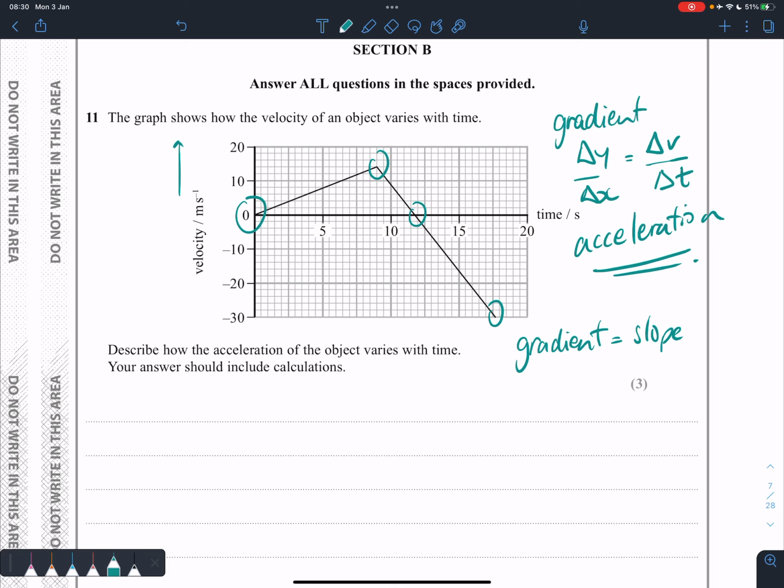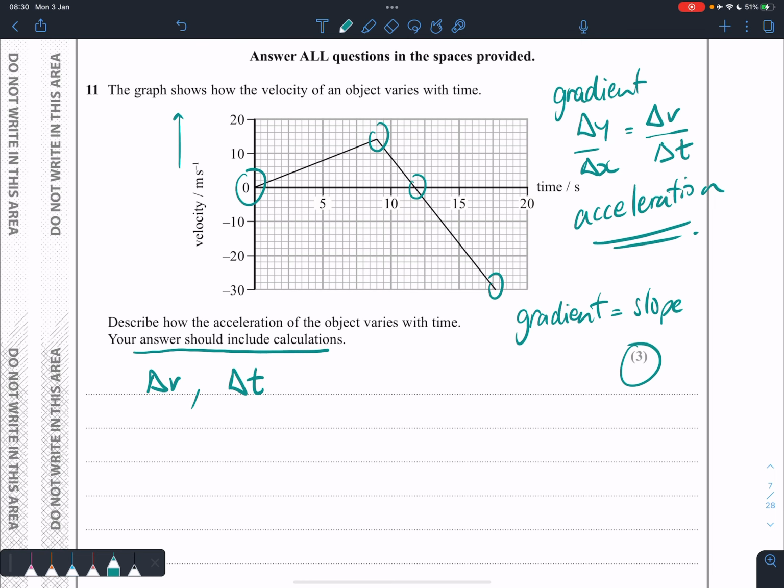And when it says your answer should include calculations, what they need is you need to reference the numbers, and by that you're going to need to reference the change in velocity and the change in time in your calculations. Okay, so that should be enough. You've got 3 marks there, so you're probably going to need not just the numbers and the calculations for the 2 different parts.